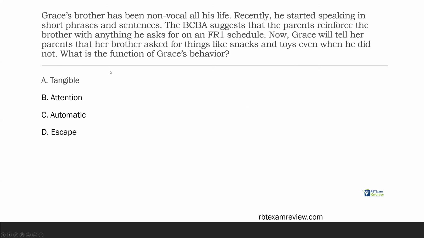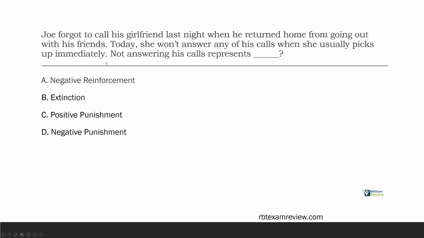Be sure you understand what behavior and whose behavior you are looking at when answering these questions. Joe forgot to call his girlfriend last night when he returned home from going out with his friends. Today, she won't answer any of his calls when she usually picks up immediately. Not answering his calls represents what? Okay, be careful here, right? It's kind of a tricky one.